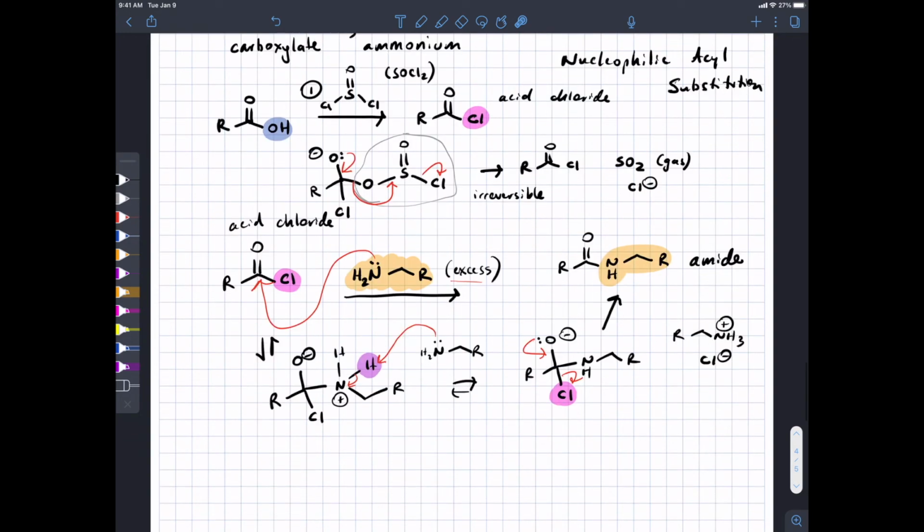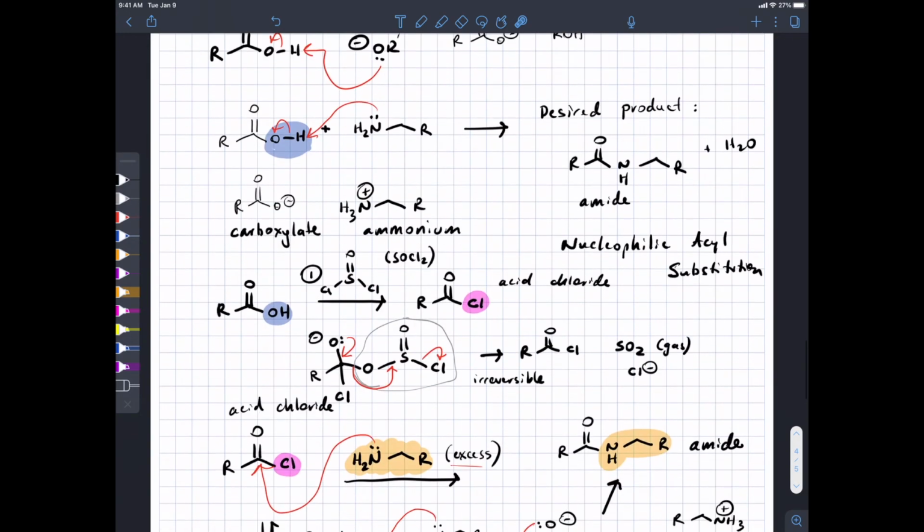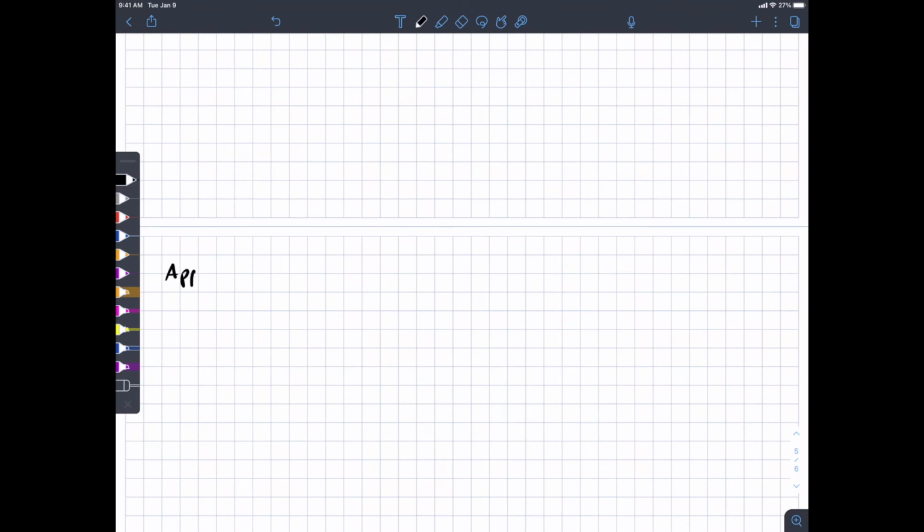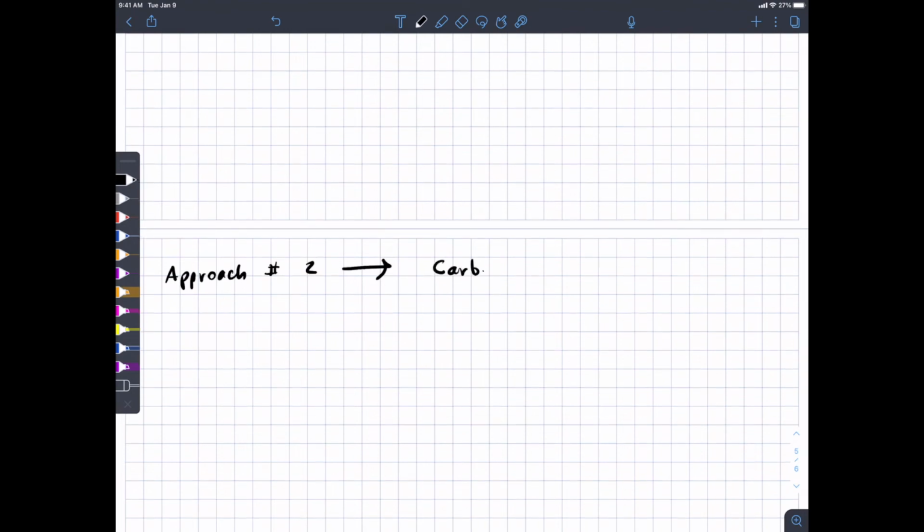So I'm going to show you what your text shows you, which is a second way of making an amide bond. Of course, approach number one is to make the acid chloride first, and then attack with the amine. Approach number two is to use a carbodiimide, which I realize is going to mean nothing to you, but in the business we call this a coupling reagent because it promotes the coupling of an amino group with a carboxylic acid.